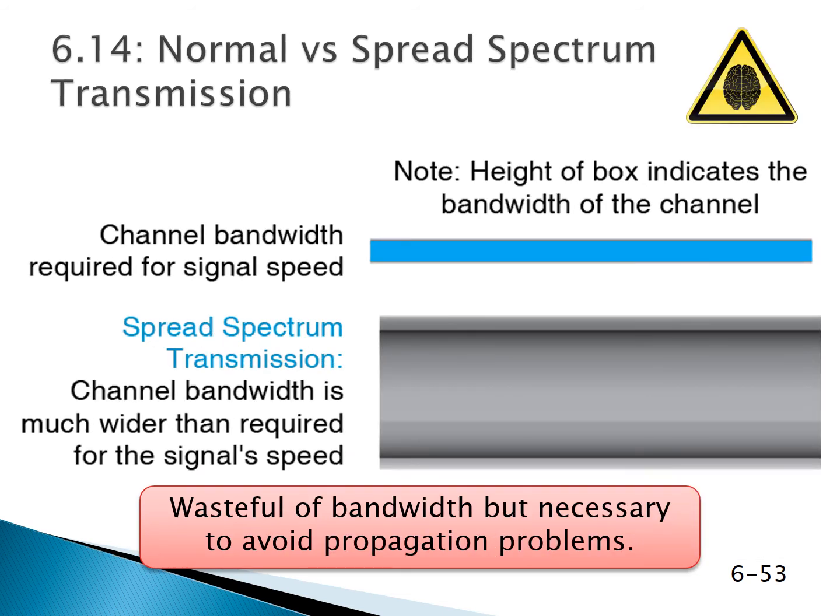But normally when we do spectrum transmission, the channel bandwidth is much wider than required for the signal speed. So if the signal speed requires this bandwidth, we will actually allocate a much wider bandwidth to that channel. So you are wasting a lot of bandwidth in that sense, but this is necessary to avoid the propagation problem.